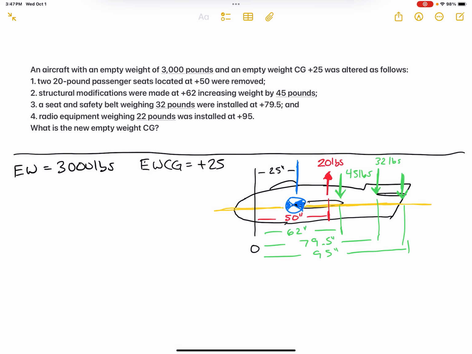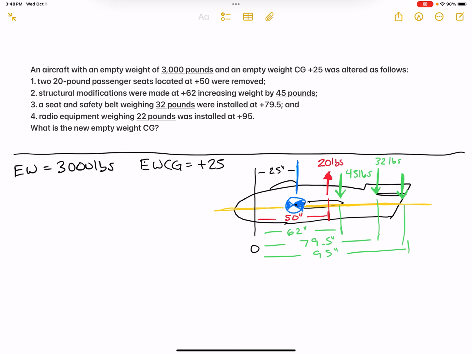An aircraft with an empty weight of 3,000 pounds and an empty weight CG of plus 25 was altered as follows. Okay, so some items happened to this aircraft, but originally we have our empty weight of the aircraft. So whenever you're doing this, the empty weight was already given for this aircraft, but you as a mechanic may need to roll an aircraft up onto scales or use load scales and jack up the aircraft, and you're going to get the empty weight. And then from those load points, those points where your scales are at, you will do an empty weight calculation. But this has already been done.